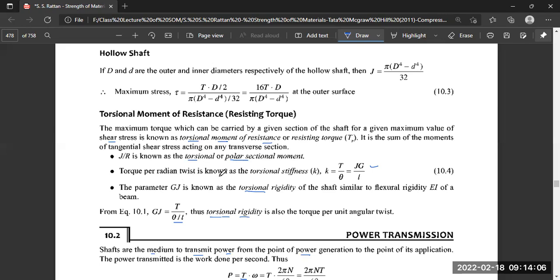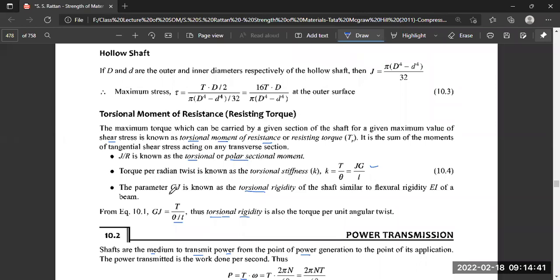The torque per unit twist is known as torsional stiffness. So per unit twist, say per radian twist, to make a 1 radian twist, what will be the torque required is given as the torsional stiffness K, which is defined as T torque divided by angle of twist, which is given as J into G divided by L. Means torque per unit angle of twist is equal to J into G divided by L. This is defined as torsional stiffness or torque per radian twist.